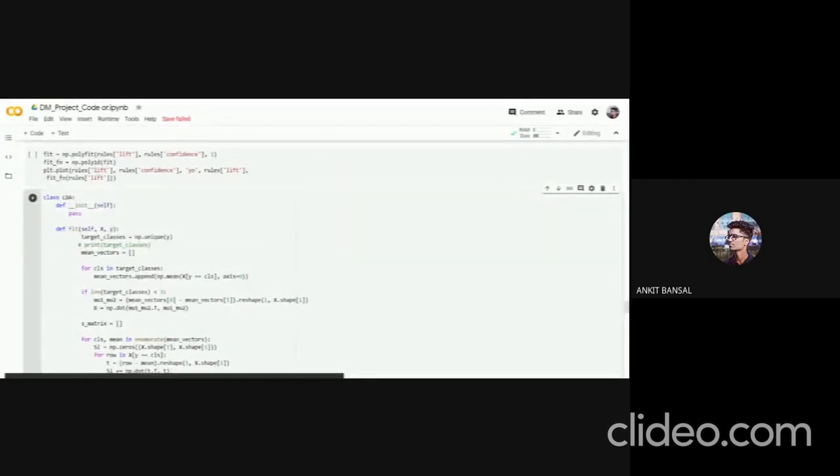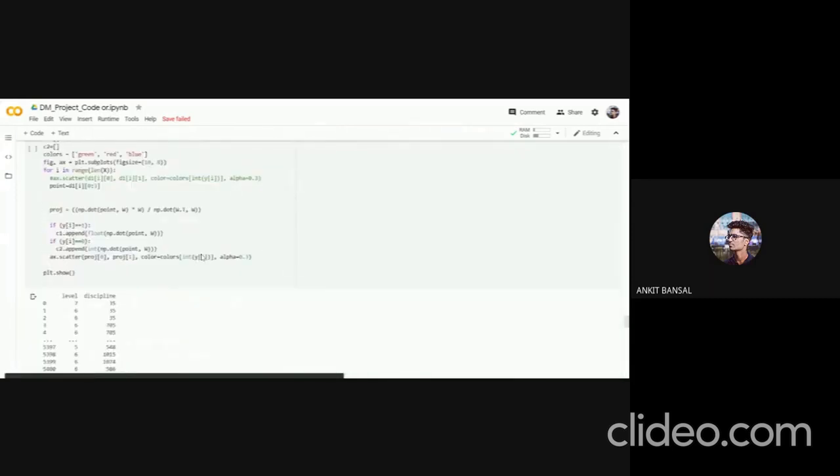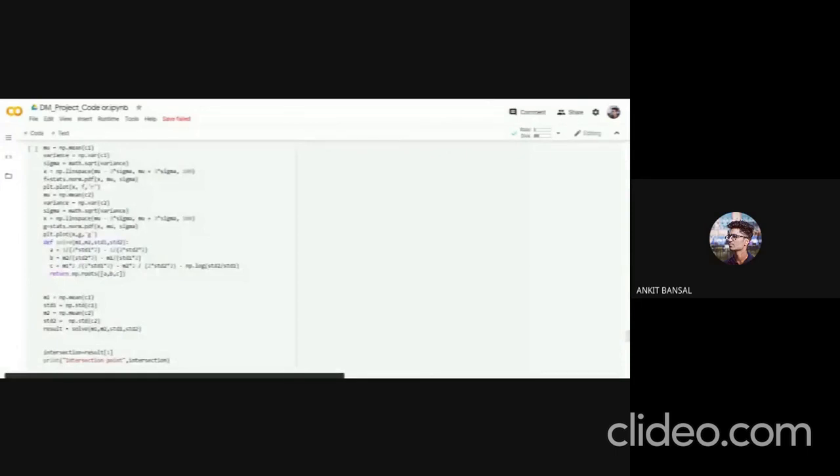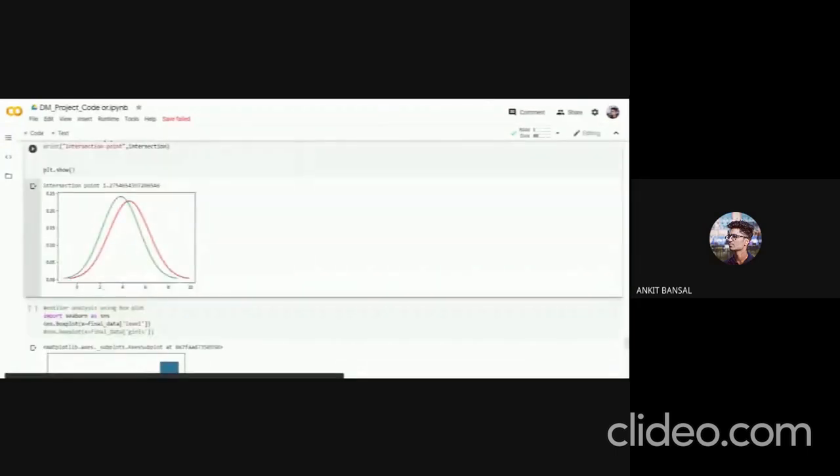Then accuracy of the model is calculated by plotting the normal distribution of each class and then calculating the classification threshold value, which is basically the intersection point of the two normal distributions. So in our dataset, we found that the model with the set of attributes level and discipline has the best accuracy of 72% among all models to classify mode of education.